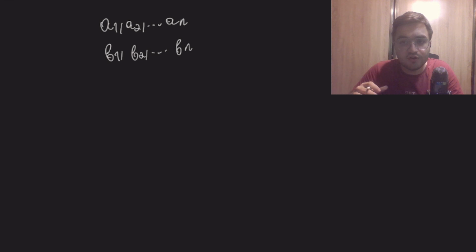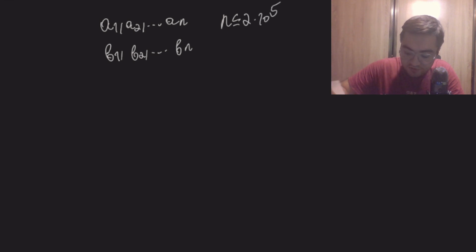So we have two arrays once again. And I would even say this is probably the hardest problem of the contest. Okay, so we have these two arrays. N is smaller than or equal to 2 times 10 to the power of 5, and the sum of all test cases is 5 times 10 to the power of 5.